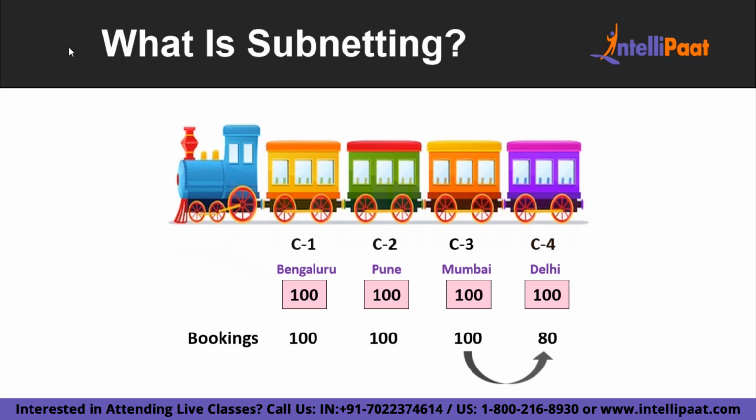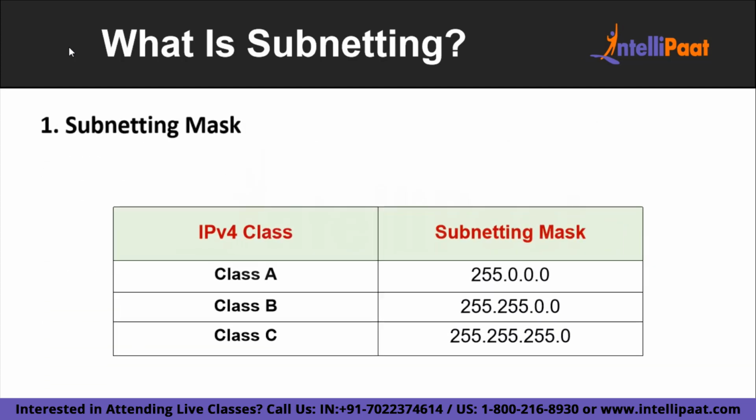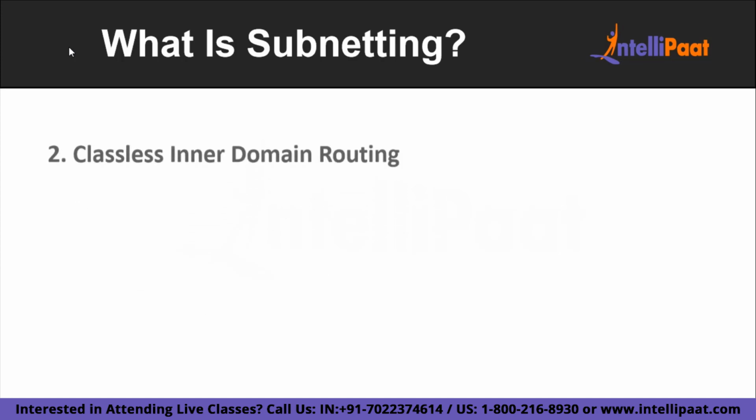There are a few factors you should know before we actually take up an example of subnetting. The first thing to note is the subnet mask. Subnet mask will identify the class of your IP address. For class A, it will be 255.0.0.0. For class B, it will be 255.255.0.0. Then for class C, it will be 255.255.255.0.